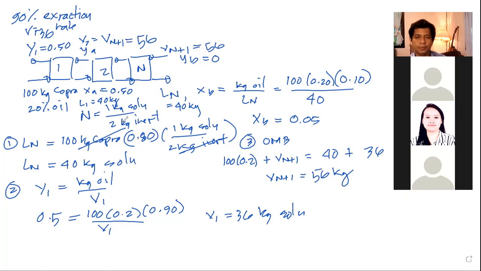Can you follow? Do you have any question? Okay. So at this point, kompleto na yung data natin except for Y sub A. So we can perform an oil balance at stage number 1. That's the 4th step. Oil balance at stage 1. Okay? So let's start with this. So start tayo dito. 100 times 20%, that's 20 kilogram of oil, di ba?